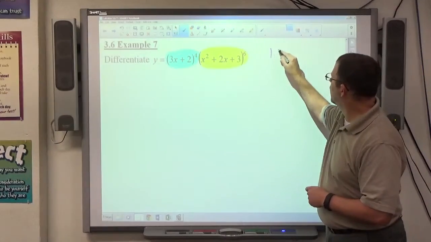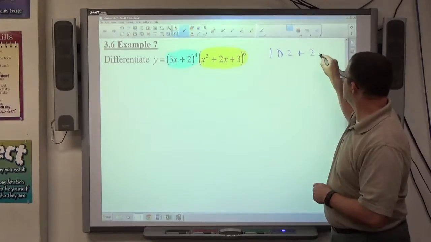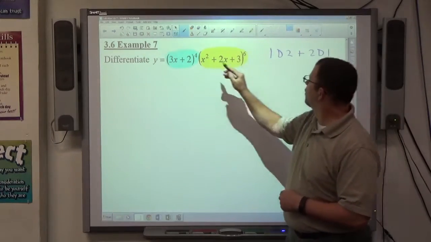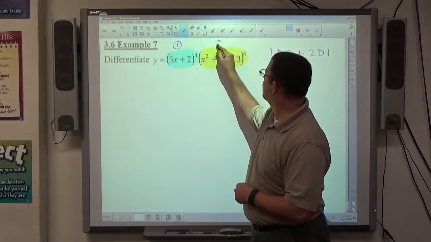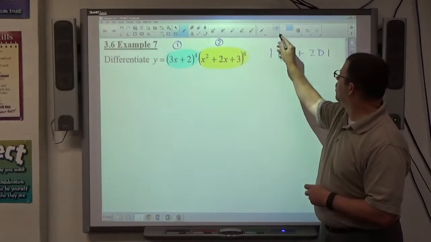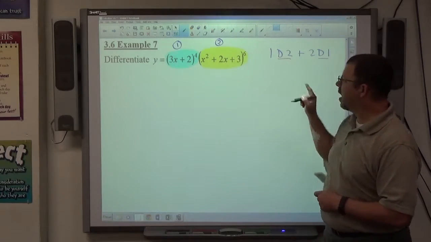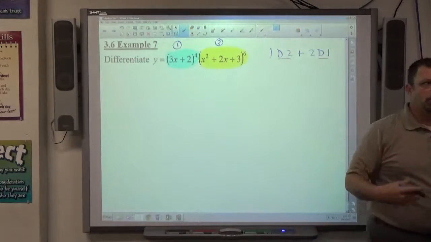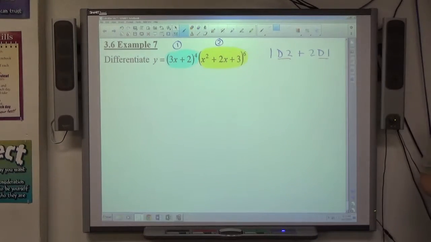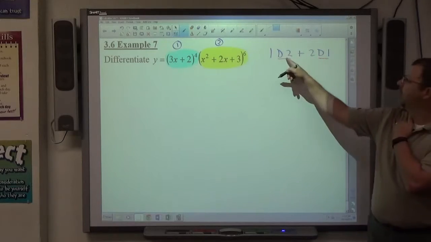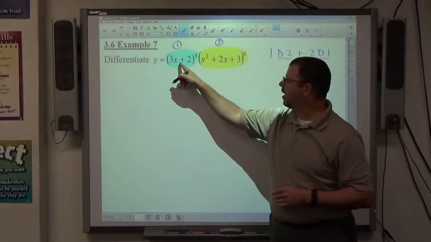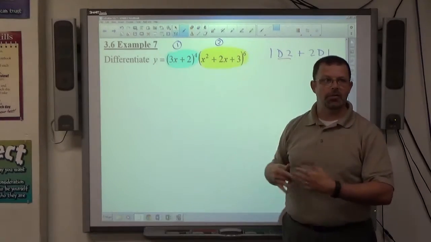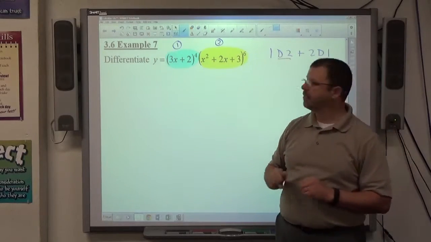The product rule is 1d2 plus 2d1. This is function 1, this is function 2. When I go to do d2 and d1, I'm differentiating a composite function, so I need to use the chain rule. So the overall problem is a product rule, but when I do d2 and d1, I'm differentiating problems like we saw yesterday, so I have to use the chain rule.